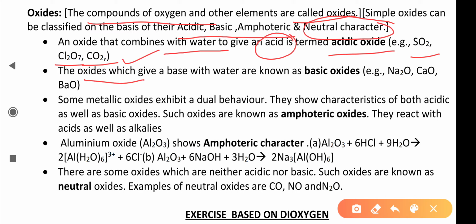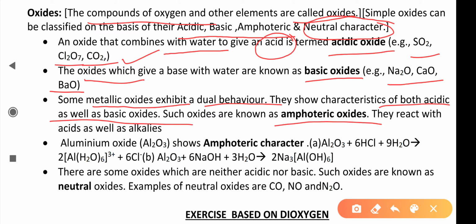Then oxides which form a base with water are known as basic oxides, like Na2O, CaO, BaO. When Na2O or CaO reacts with water, they form NaOH, sodium hydroxide, and Ca(OH)2, calcium hydroxide. And some metallic oxides behave dually, meaning they show the characteristics of both acidic and basic oxides. That's why these oxides are known as amphoteric oxides. For example, aluminium oxide is amphoteric in nature. It can react with acid and base both.